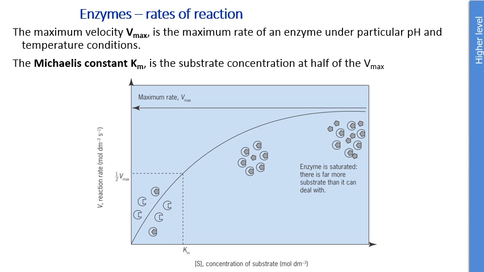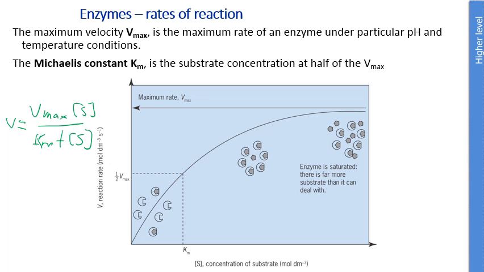So the rates of many enzymatic reactions were briefly mentioned in the SL unit around the enzymes, and they can be described by the Michaelis-Menten equation. The Michaelis-Menten equation is V equals Vmax times the concentration of the substrate, divided by Km plus the concentration of the substrate, where V and Vmax are the actual and maximum reaction rates respectively.